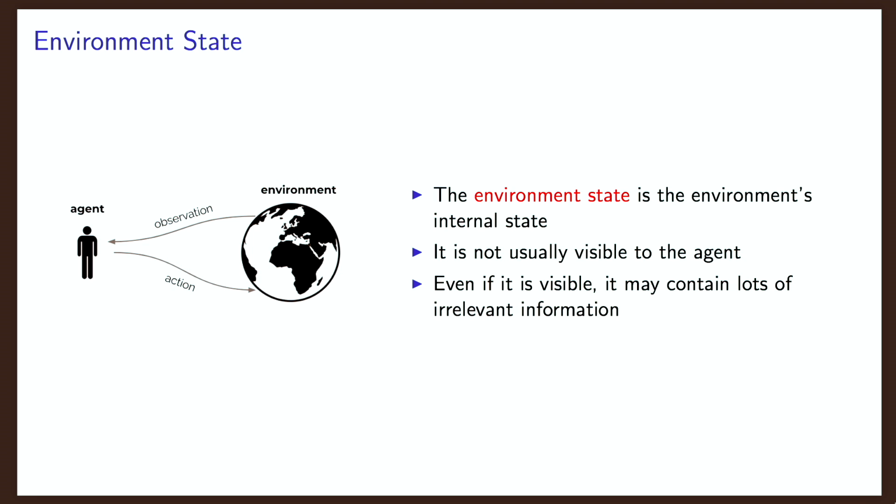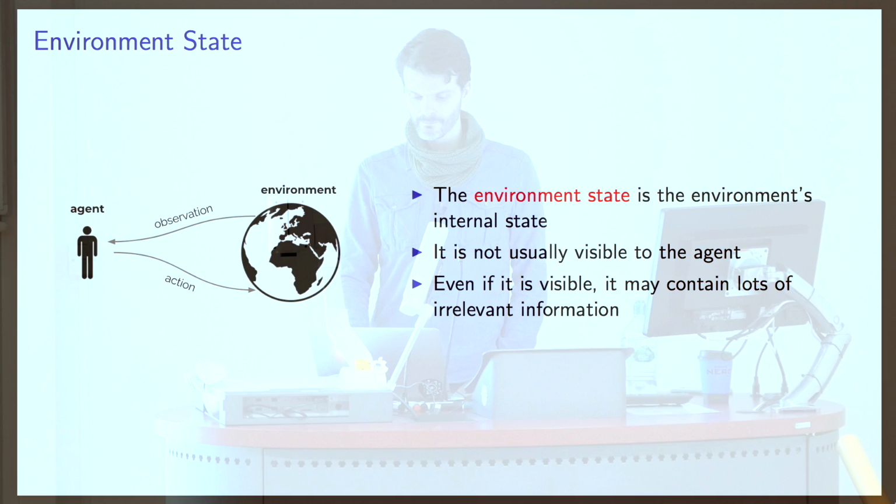And like I said, it's usually not visible to the agent, but even if it is visible, it might contain lots of irrelevant information. So even if you think about, say, the real world, us or a robot operating in the real world, even if you could know all the locations of all the atoms and all other things that might be relevant in some way to your problem, you might not want to or even can process all of that. So it still, in that case, makes sense to have an agent state that is smaller than the full environment state.